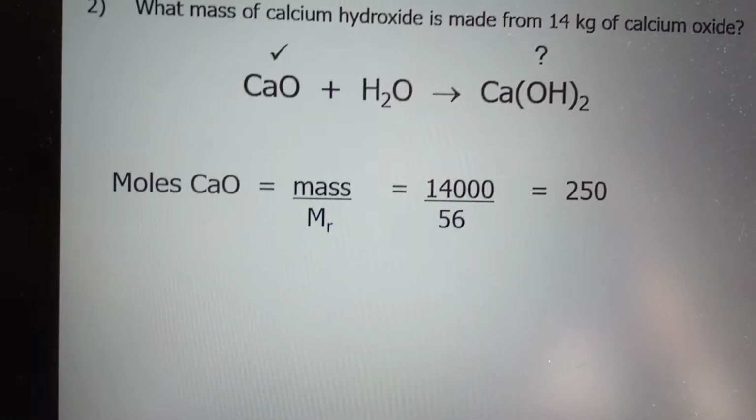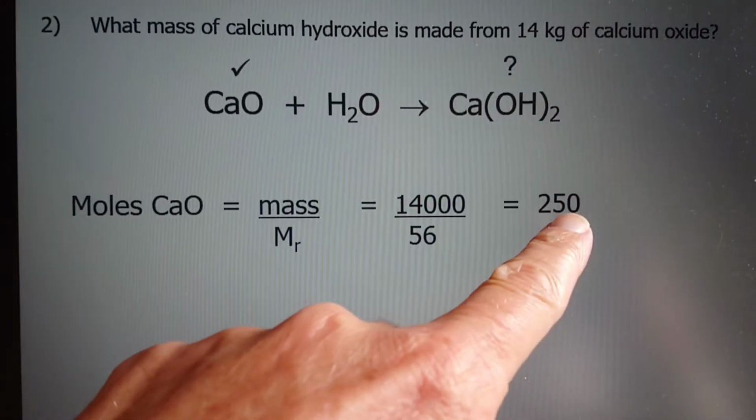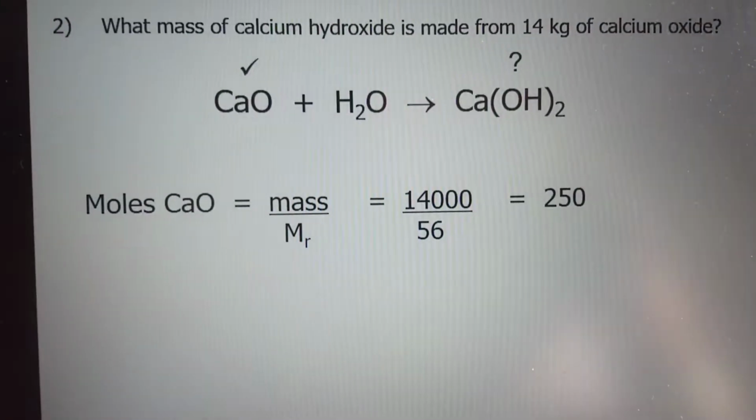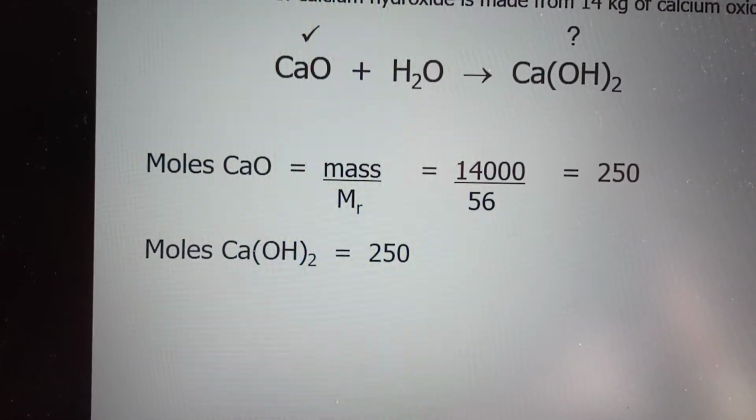So the next step now is to look at the ratio. 1 mole reacts to form 1 mole. So 250 moles is going to react to form 250 moles. So the moles of calcium hydroxide we're going to make is 250.